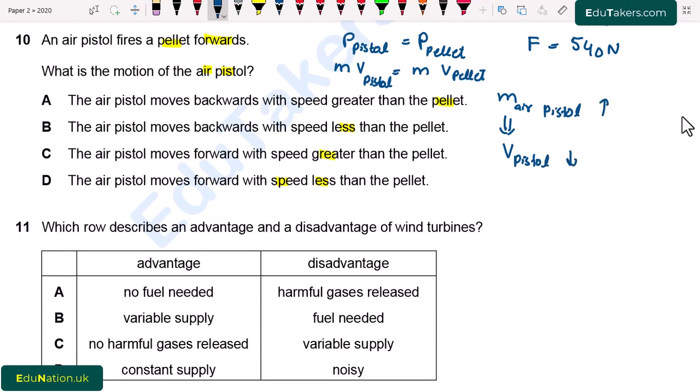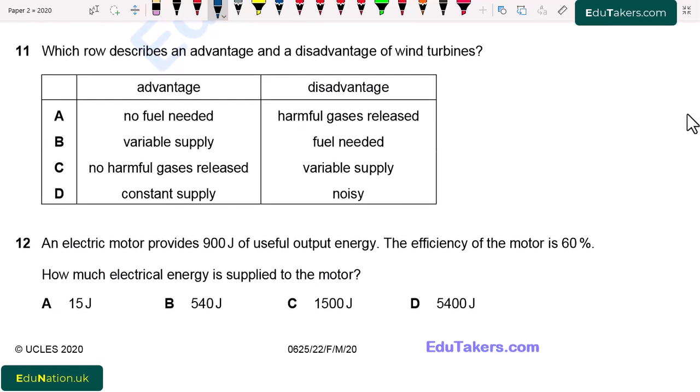So the air pistol moves with a speed that is less than the speed of the pellet. So from here, option B is correct, because the air pistol moves backward with a speed that is less than the pellet. Question number 11.